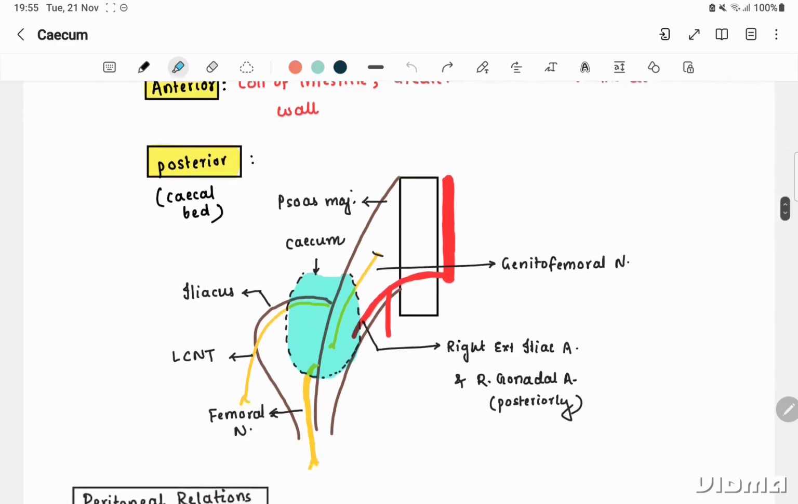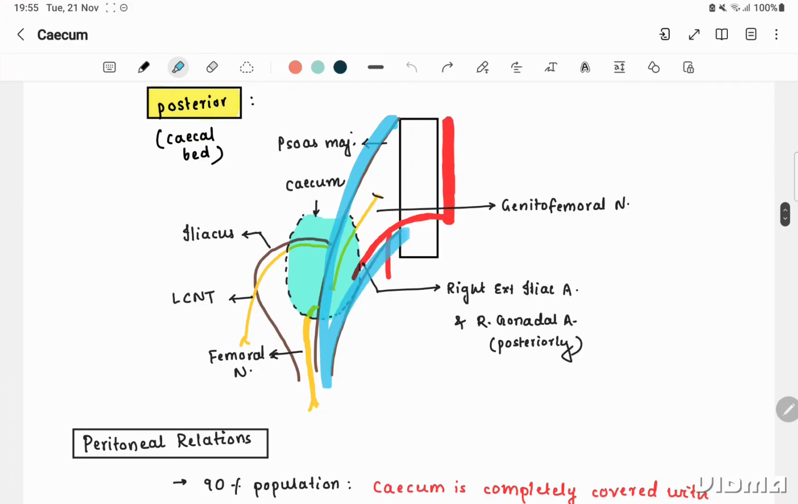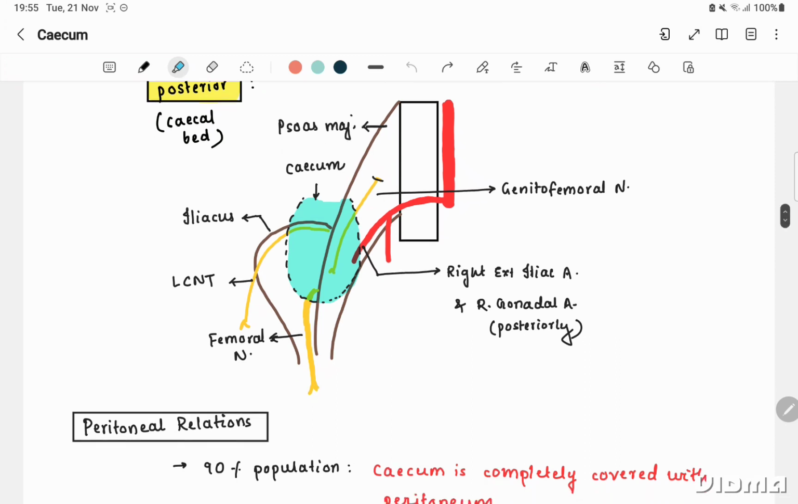You can easily write the anterior relation, and the posterior relation is called the cecal bed. So what are the things that are present posteriorly? If you consider the cecum like this, then we have the psoas major muscle lying like this, and the genitofemoral nerve must be piercing this, and we have our external iliac artery.